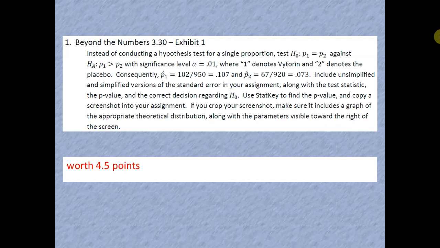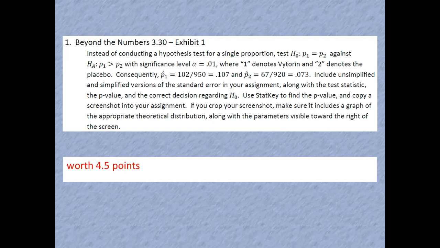The workbook initially has this problem set up as a one-sample problem, but there are clearly 2 samples there, so we're going to do it as a 2-sample test. The first part in the wording after the sample data, about including unsimplified and simplified versions of the standard error, the reason for that is that the difference of proportions has 2 separate standard errors, one for a confidence interval and one for a hypothesis test. That's there to make sure you're using the correct one, the one for a hypothesis test.